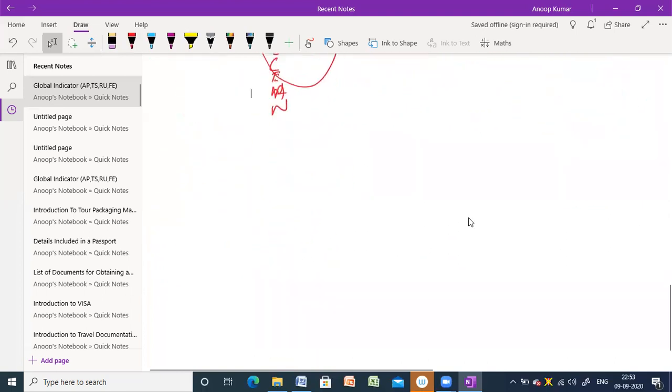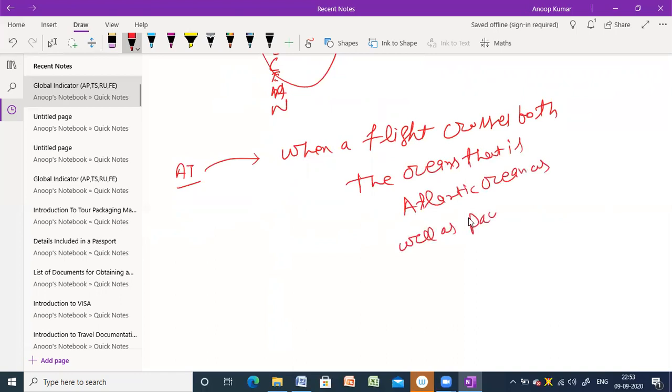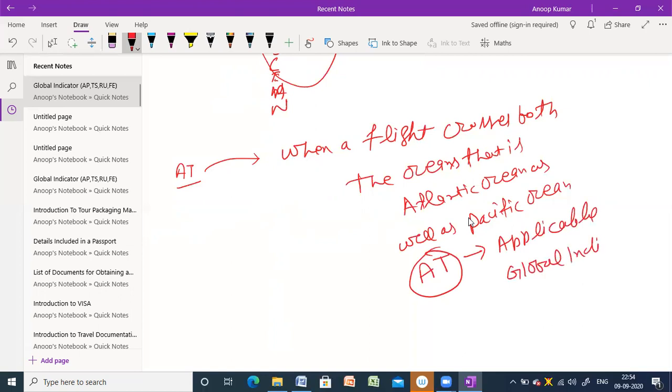Now we come to the AT global indicator. AT global indicator tells us that when a flight crosses both the oceans, that is Atlantic Ocean as well as Pacific Ocean, in that particular journey, AT will be our applicable global indicator. The example I have already given you.